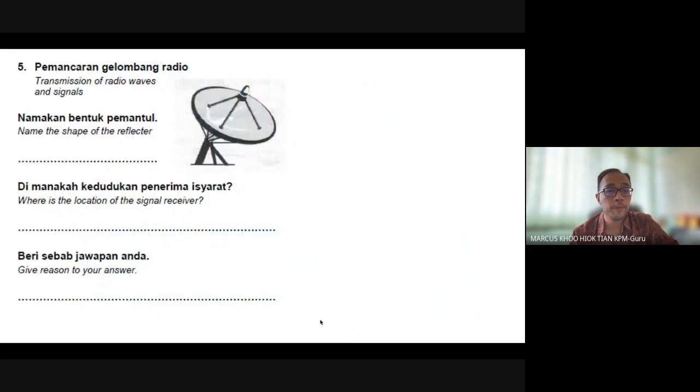Number two is the transmission of radio waves and signals. Name the shape of the reflector. The shape will be a concave mirror, just like the satellite dish. The satellite dish is curved inwards.